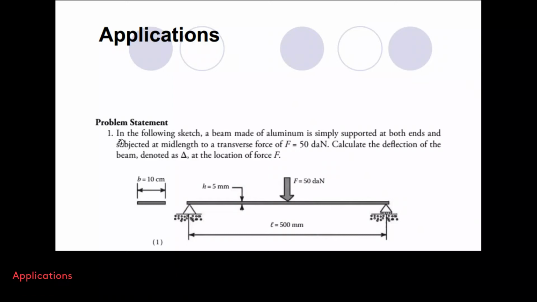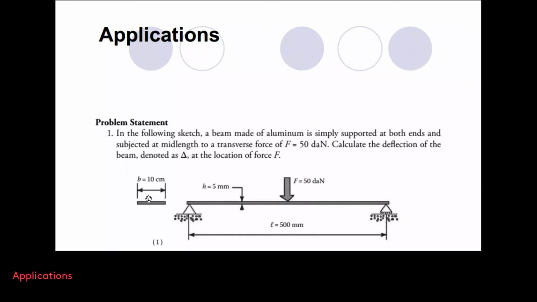So the question is like this: in the following sketch, a beam made of aluminum is simply supported at both ends and subjected at middle length to a transverse force of F is equal to 50 decanewtons, so 500 newtons. Calculate the deflection of the beam denoted as delta at the location of force F.